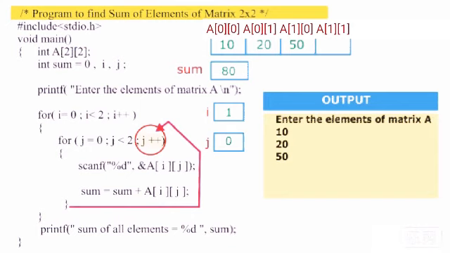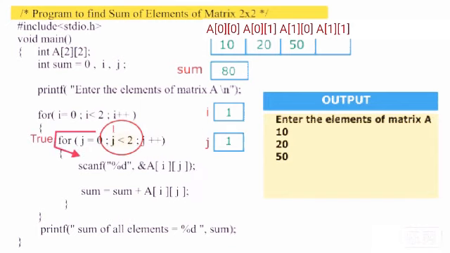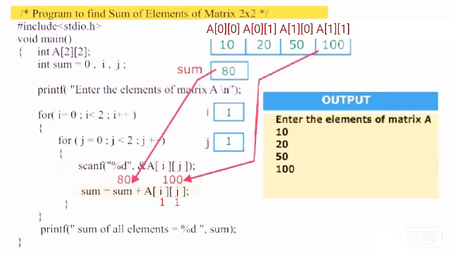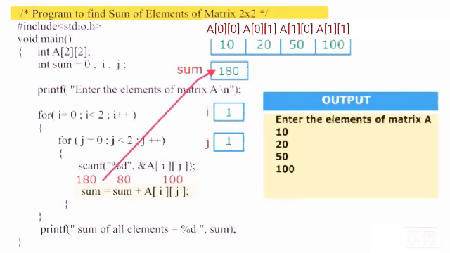Increasing the value of j, it becomes 1. 1 is less than 2. Condition is true. Getting entry in the inner block, reading the value of A of 1, 1 from the user, that is 100. Now sum is equal to old sum, that is 80, plus the value of A of 1, 1, that is 100. Result 180 will be copied to the new sum.